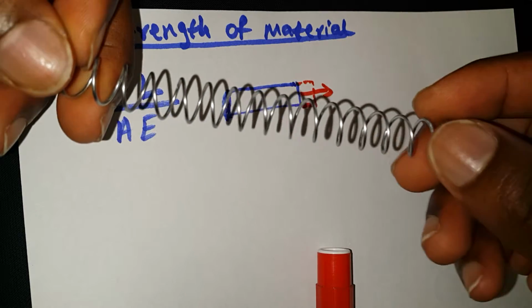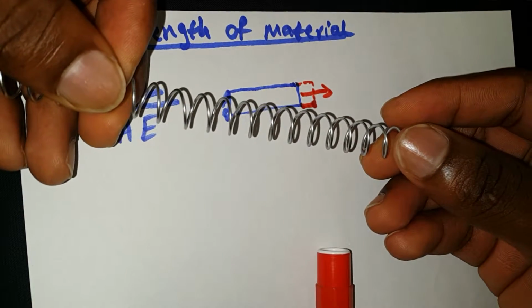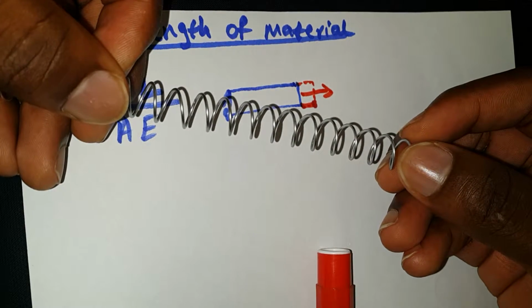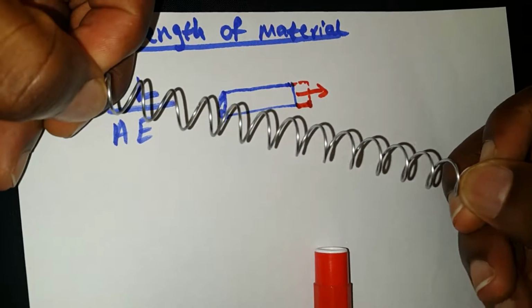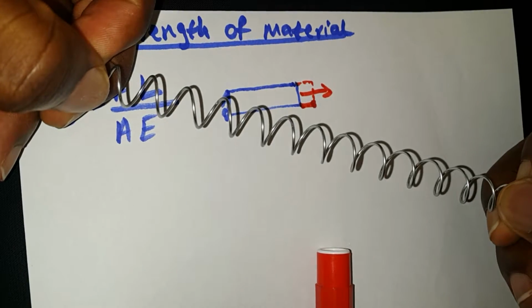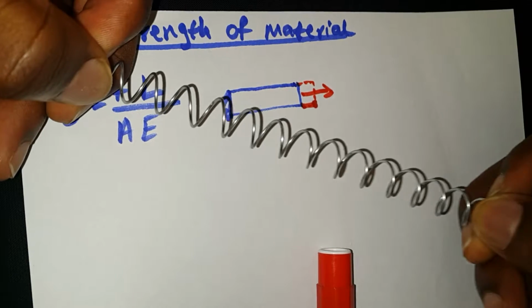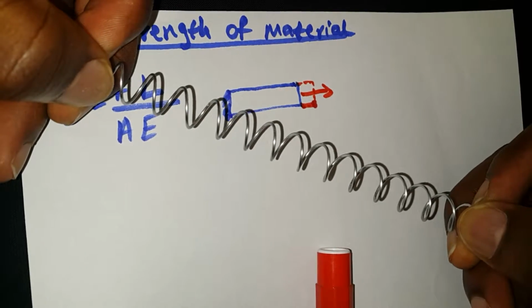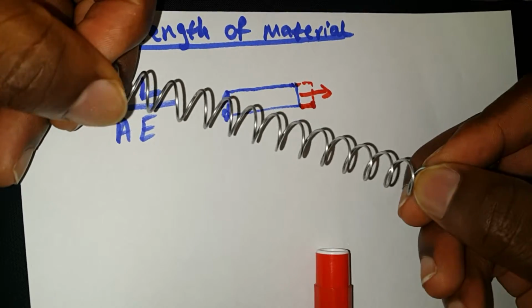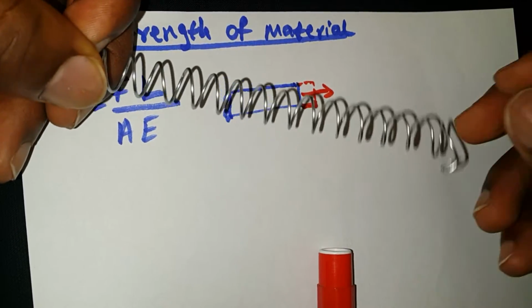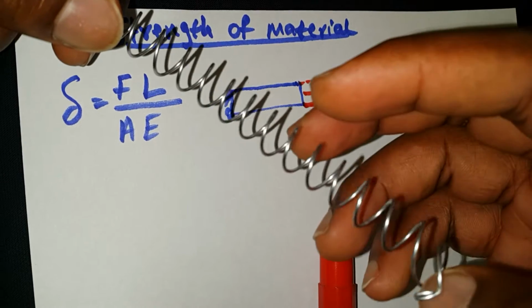If this is 10 centimeters, and if you apply a force here, you will see that the member will try to elongate. This is the elongation that we are talking about in this section. We are talking about the elongation. What this is doing is what we are trying to analyze here.